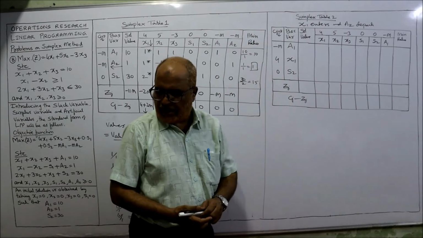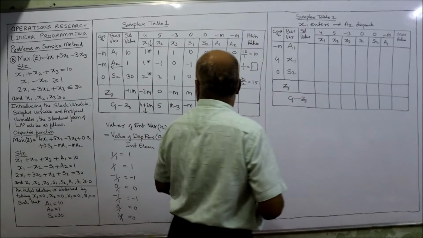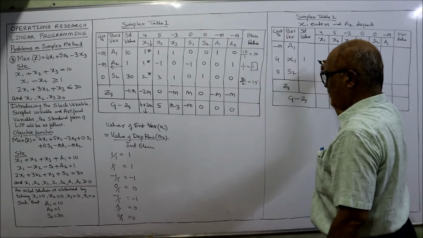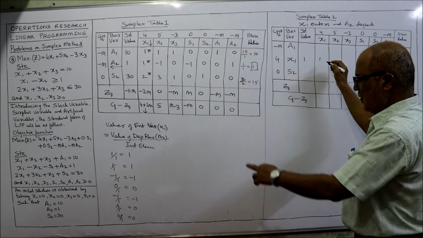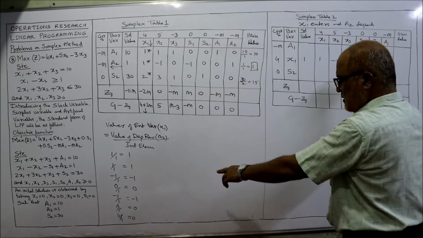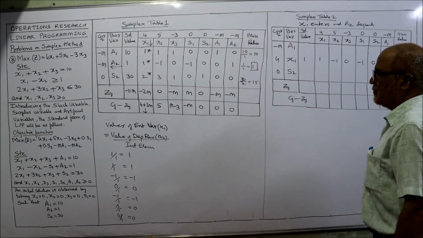So we got the values of the x1 entering variable. Here x1 values are 1, then again 1, minus 1, 0, minus 1, 0 and 0.